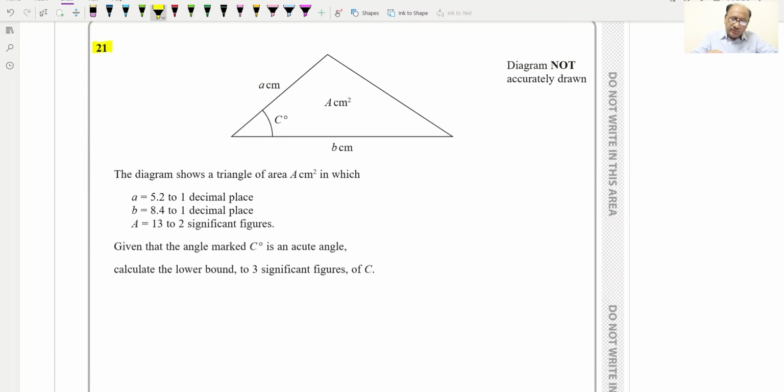Question number 21, diagram not accurately drawn. The diagram shows a triangle of area A square centimeters, in which a is 5.2 to 1 decimal place, b is 8.4 to 1 decimal place, and A is 13 to two significant figures. Given that the angle marked C is an acute angle, calculate the lower bound to three significant figures of C.